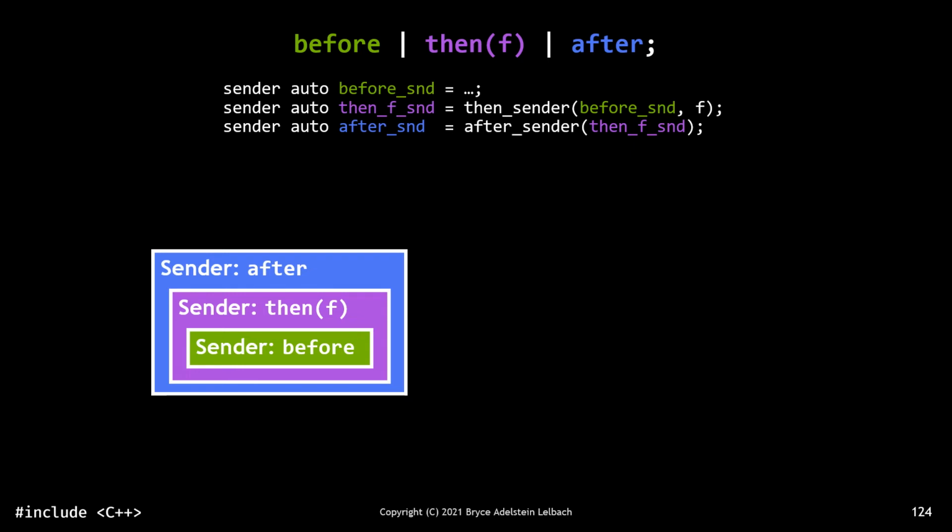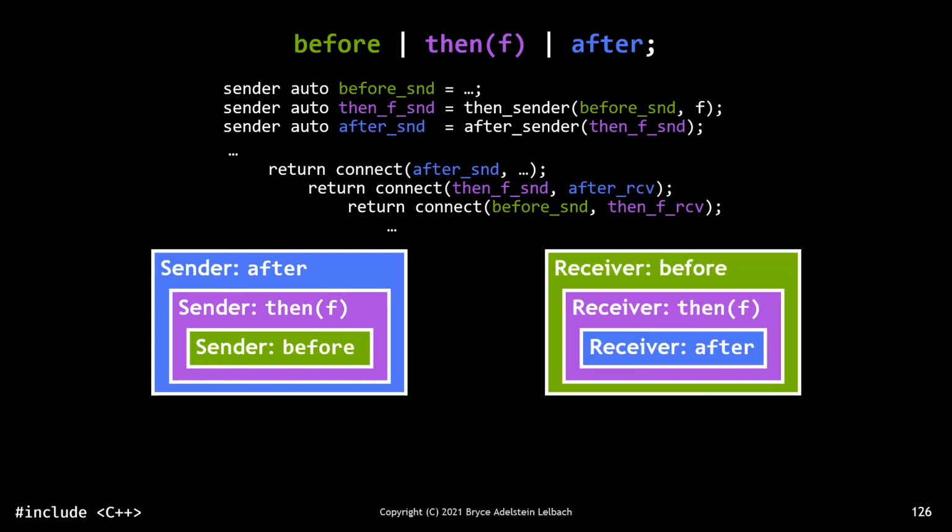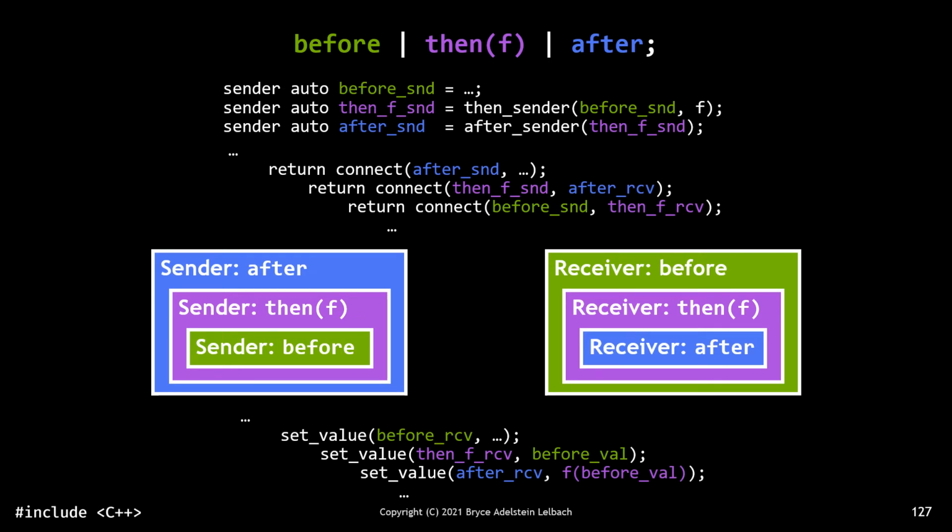We'll end up with a nested structure of senders. At some point, we'll connect a receiver to the outermost and last sender. Each sender in the nested structure will connect a receiver to its child. This happens in the opposite order of sender construction. That will give us a nested receiver structure that's the inverse of the sender structure. A nested operation state structure is also produced and returned from connect. Eventually, we'll start that operation state. As the operations complete, they'll begin notifying their receivers with signals. When the before receiver gets its signal, it will notify the then receiver. If it's a value signal, the then receiver will invoke f with the value and signal the after receiver with the results of that invocation.